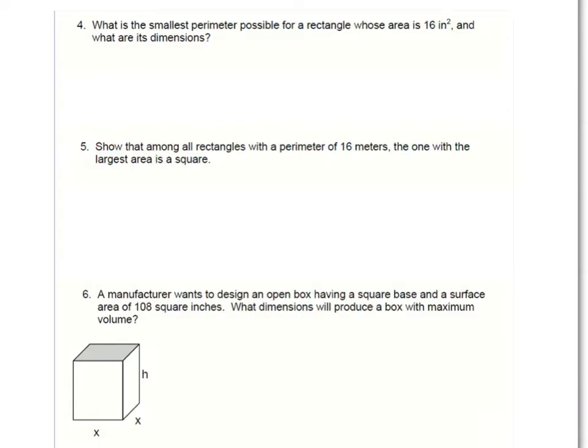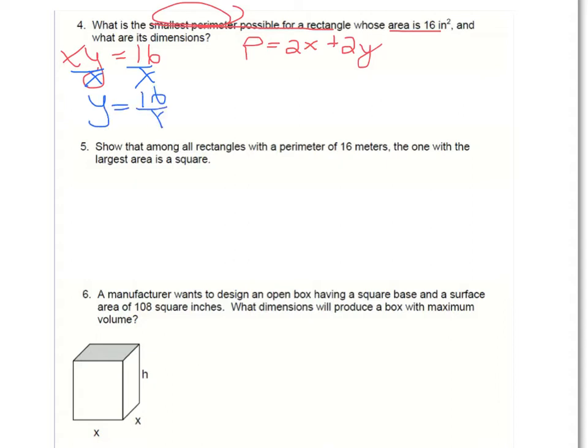Okay, so for number 4, the perimeter and area, but we want the smallest perimeter. So that is what we're going to eventually find the derivative of, and the area is 16. So I'm going to isolate y again, substitute it into the perimeter equation.